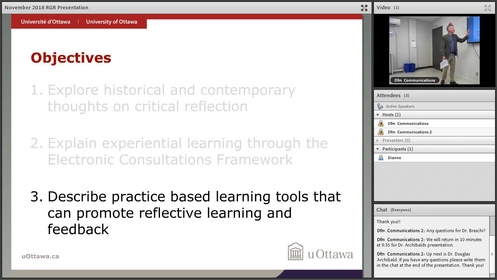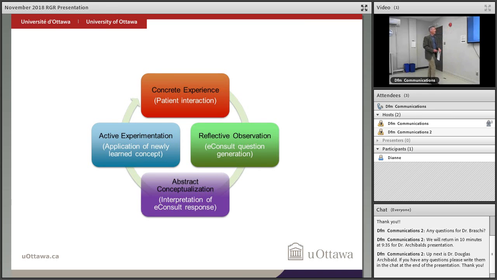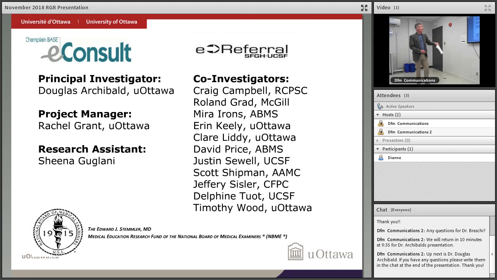So those two projects, the eConsult and the CPIN. Now we're looking at tools that are used for these two programs. So I bring you back to the Kolb framework, which we just talked about, and now talking about this Stemler grant that Simone had introduced.